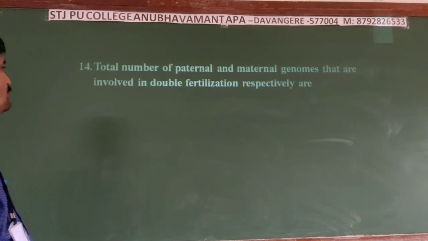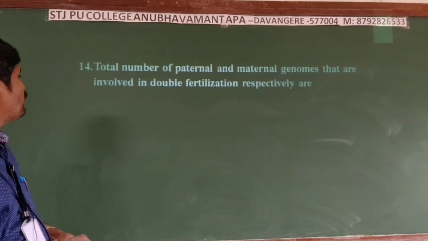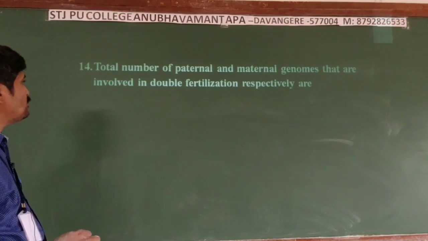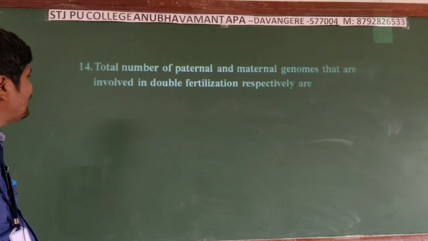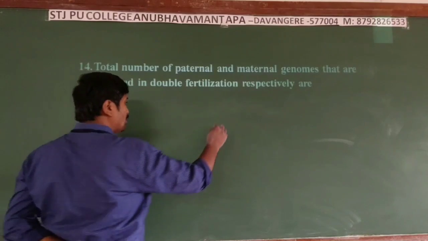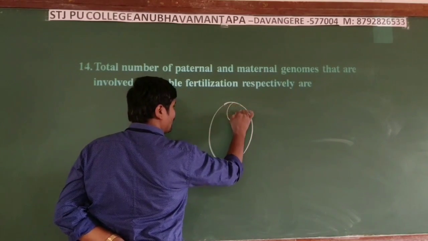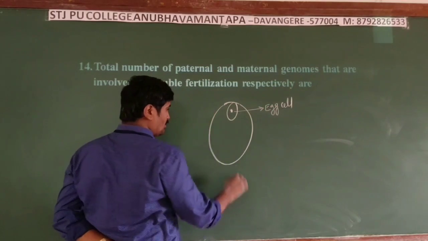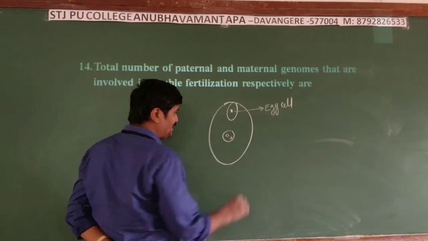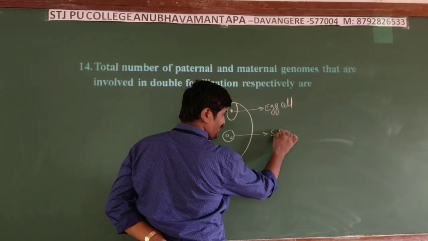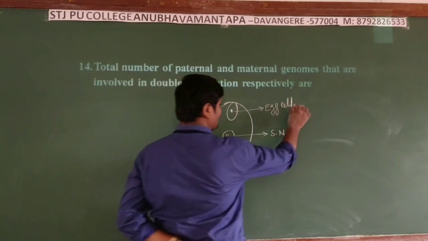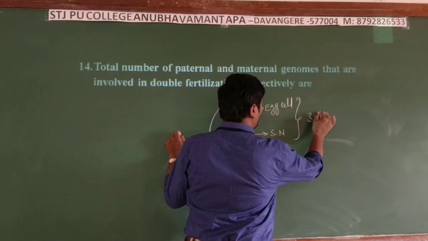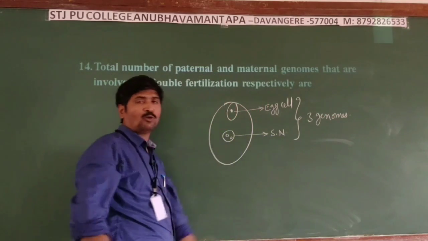What is the total number of paternal and maternal genomes involved in double fertilization, respectively? Genome means a haploid set of the nucleus. For example, this is the embryo sac, and this is the egg cell. Then the secondary nucleus contains how many polar nuclei? Two polar nuclei. Total how many haploid sets are there? Egg 1, secondary nucleus 2, total 3 genomes. Genome means a haploid set of chromosomes.